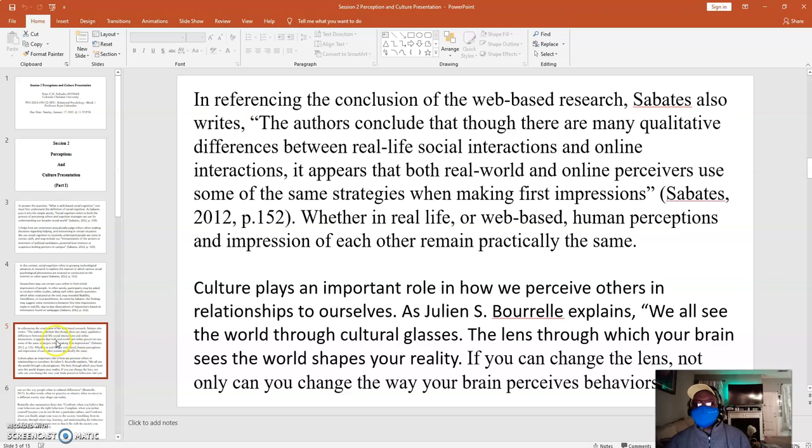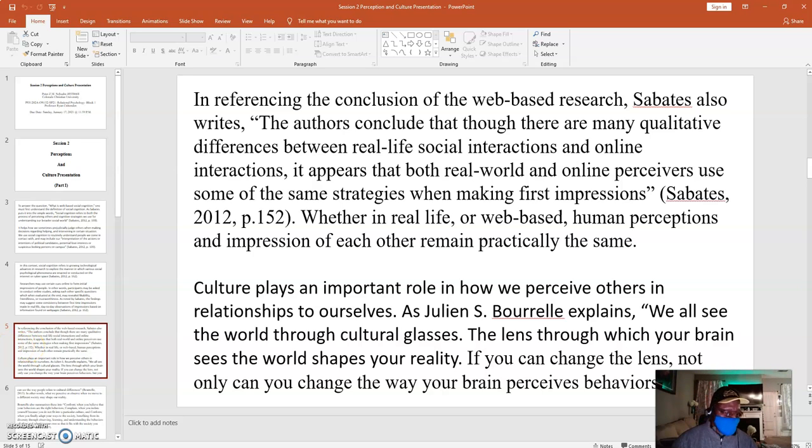So the authors conclude that though there are qualitative differences between real-life social interaction and online interaction, it appears that both real-world and online perceivers use some of the same strategies for making first impressions. In other words, whether in real life or web-based, human perception and impression of each other remain practically the same.